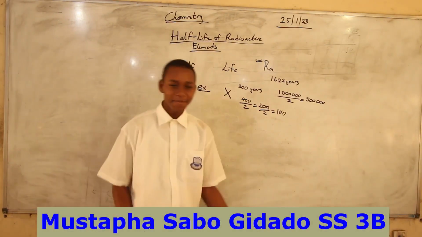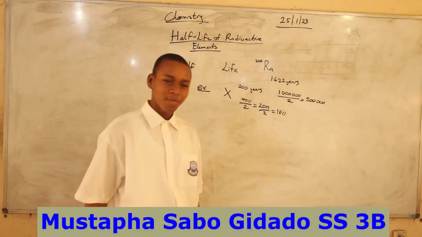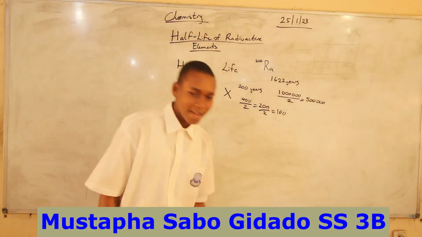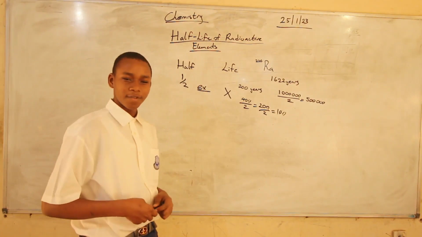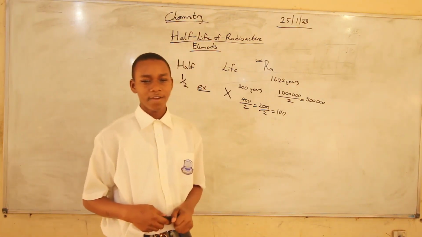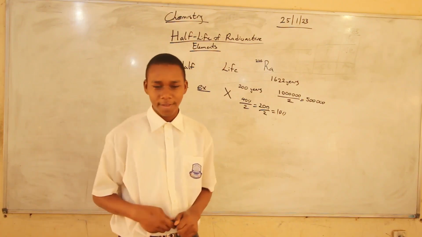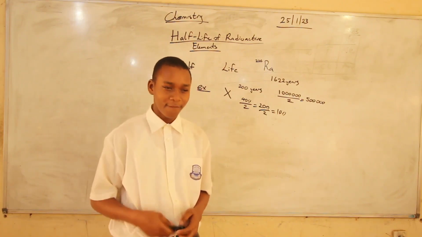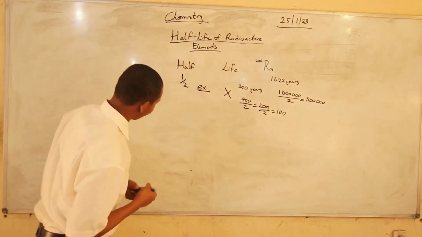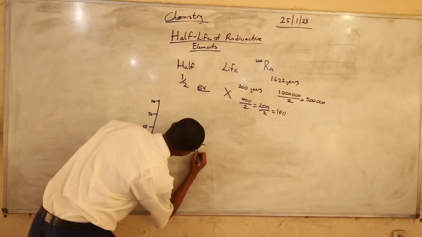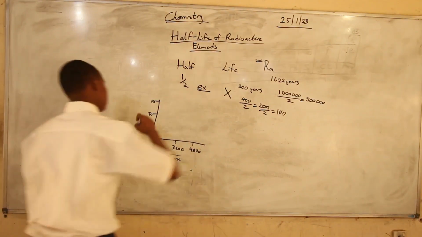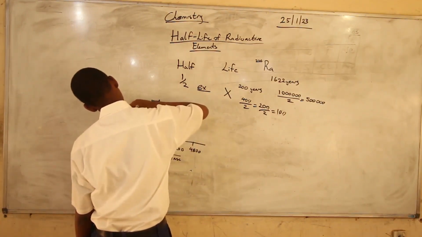Good afternoon, class. My name is Mustafa Sabu Kidado, and I'm here to continue what my colleague started. First of all, I'm going to explain what decay constant is. Decay constant can be defined as the rate of change per unit atom of a substance. Now I'm going to explain this on a graph. This is the time, and this is the rate of decay.